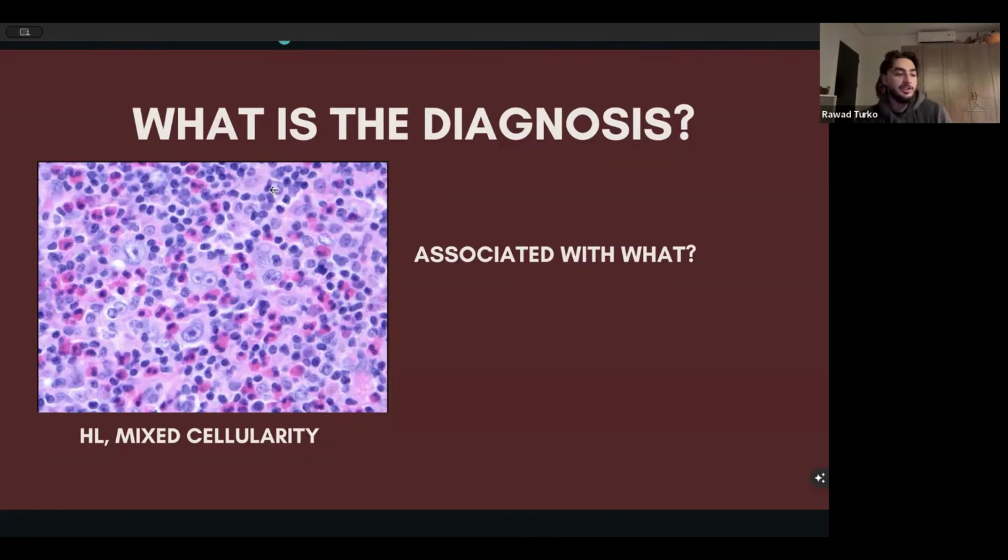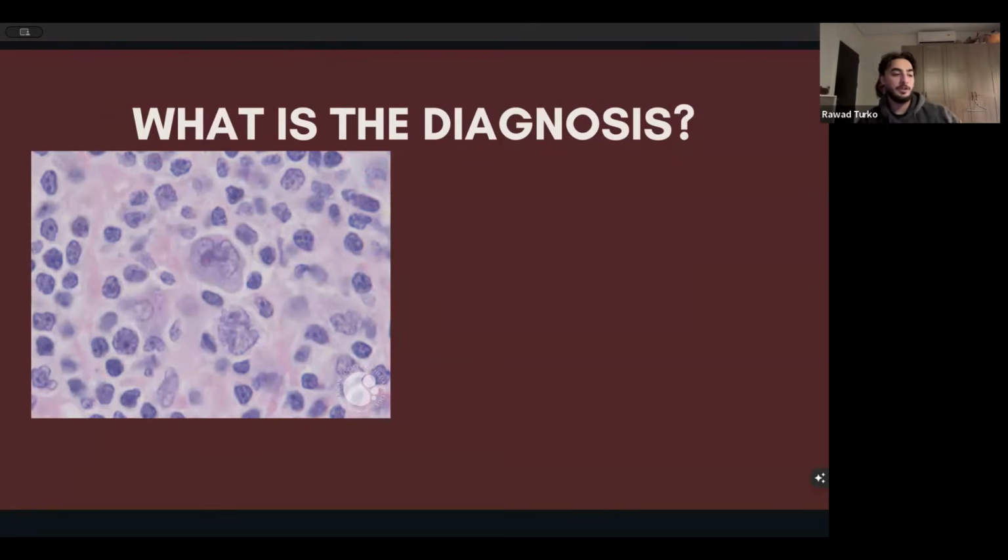Okay. What is it associated with? It's associated with an infectious organism. Perfect. It's associated with EBV. Pretty strong association too. Okay. And the cell markers, again, just like we mentioned, they're CD15 and CD30 positive. Perfect. Okay. What about here? What's the diagnosis here?